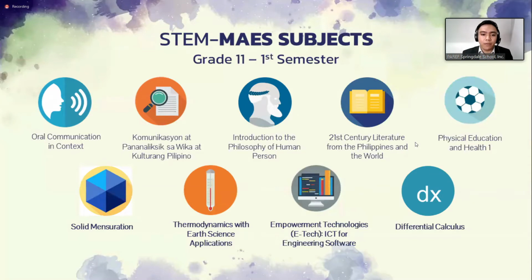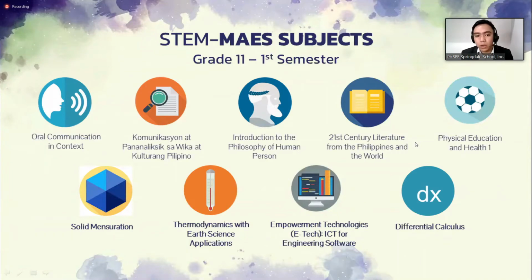First, we have the first semester in grade 11. These are the subjects offered in the first semester. The subjects on the upper part are what we call core subjects, which all senior high school students will be studying. We also refer to them as minor subjects. We have Oral Communication in Context, Filipino, Philosophy of the Human Person, 21st Century Literature from the Philippines and the World, and Physical Education and Health, or PE. These are common to all the senior high academic strands.